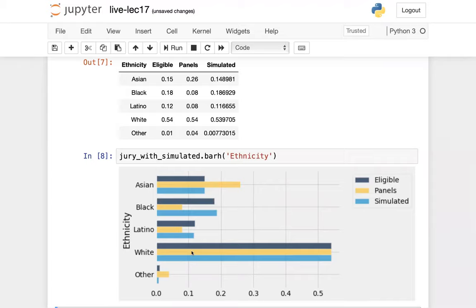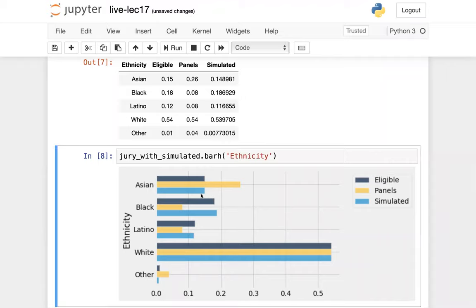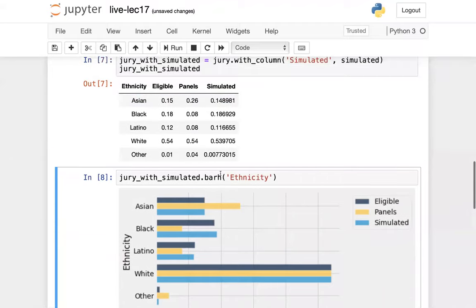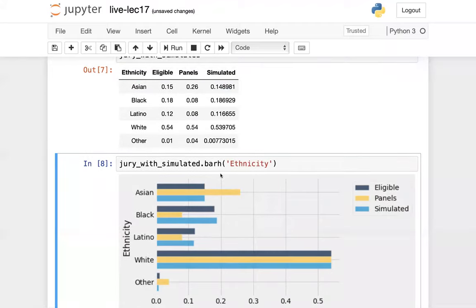What we'd really want to do is do this many, many times and then compare how that looks compared to the actual panels. And that's the actual proper way to do that. But in order to actually do that, we need some test statistic to be able to compare our panels to our simulated jury panels.